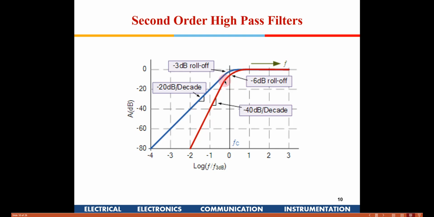So a higher roll off like this will be better. If I take some frequency which is here, that also will pass with certain attenuation, right? For a second order filter, it will get attenuated much better than a first order filter. So the higher the roll off, the better the selectivity. So that is the trade-off.